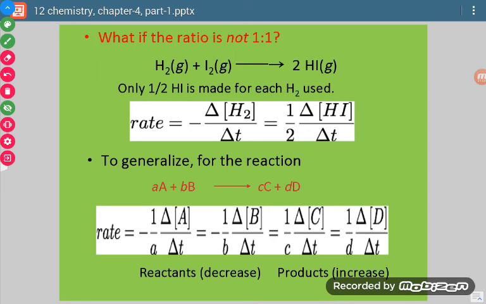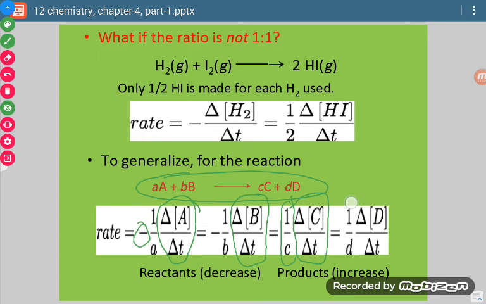Now in general, if we take this reaction where a, b, c and d are the stoichiometric coefficients, then how will we write? We will write like this. Now see, this is a negative sign, don't get confused. This is a negative sign, then it is 1 by a multiplied by delta A by delta T. This is a minus sign multiplied by 1 by b into delta B by delta T. Here there is no negative sign. This is 1 by c multiplied by delta C by delta T. This is 1 by d multiplied by delta D by delta T.